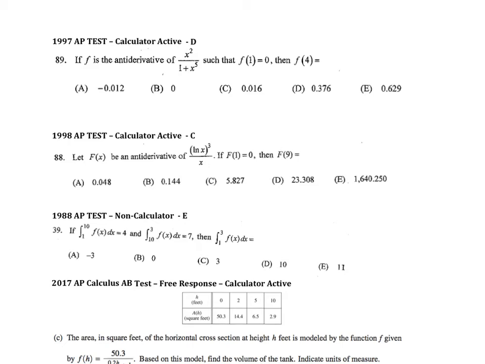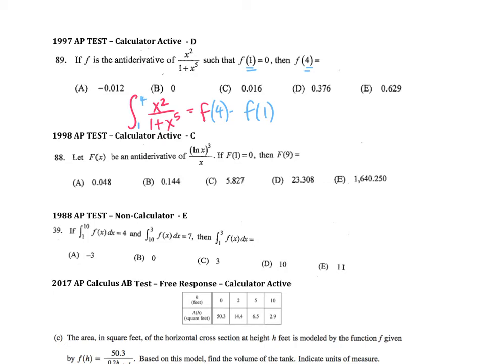All right, so this is another fundamental theorem of calculus problem. If f is the antiderivative of this function, x squared over 1 plus x to the 5th, and the antiderivative is f, okay, then they gave us some x values, 1 and 4. I'm going to make those my bounds. So the antiderivative would be f of 4 minus f of 1.